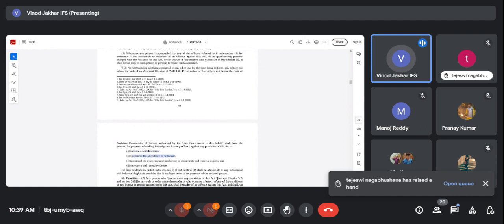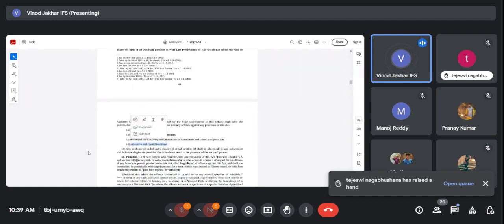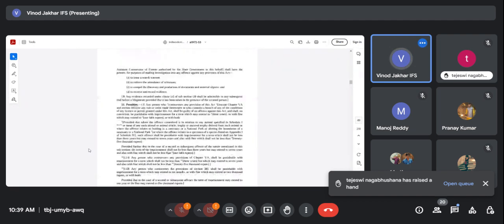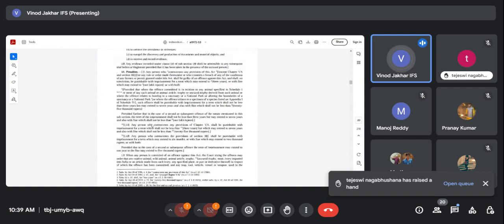You need not go to a court to get a search warrant. You can enforce the attendance of witnesses. You can ask anyone to come and be a witness. You can compel the discovery and production of documents and material objects, and you can record evidence, and take a statement of the accused. That also. Okay. And then penalties.